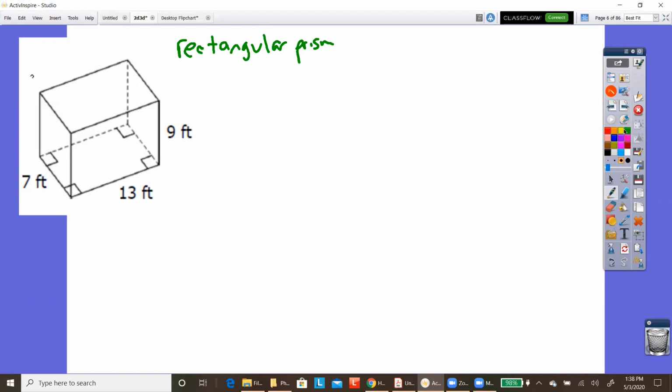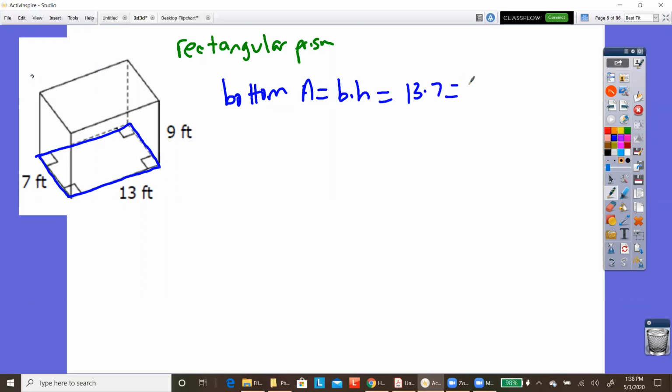Okay, so let's start. Let's say I start on the bottom. The bottom is a rectangle. And to get the area of a rectangle, I would do base times height. So if I do 13 times 7, that would be the area of the bottom. And 13 times 7 is 91. So the area of the bottom is 91. Now, fortunately, the top of this rectangular prism has the same dimensions. It's going to be 13 by 7 again, so it'll be 91 again.